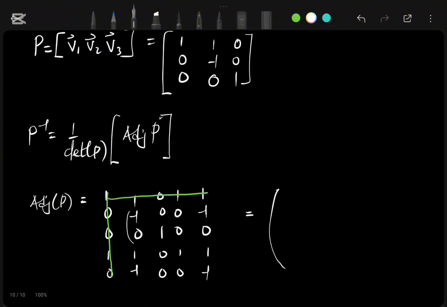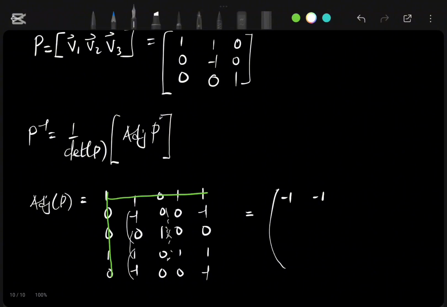find the determinant of this and this. We have minus 1 times 1 minus 0 times 0. So we have minus 1. We find the determinant of this and this. So we have 0 times 0 minus 1 times 1. We have minus 1 again.